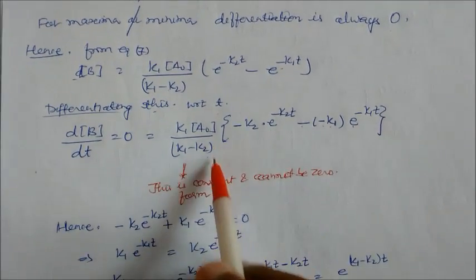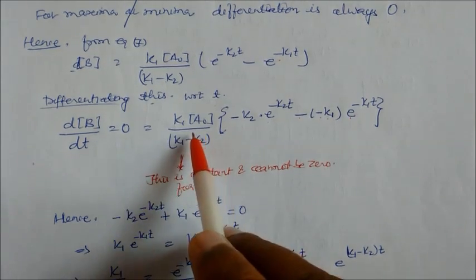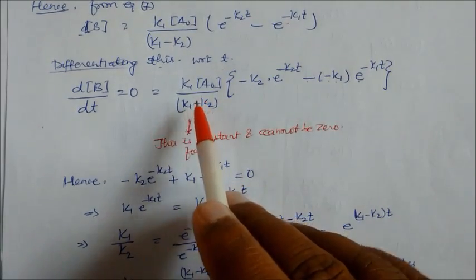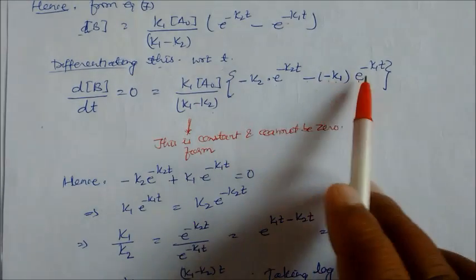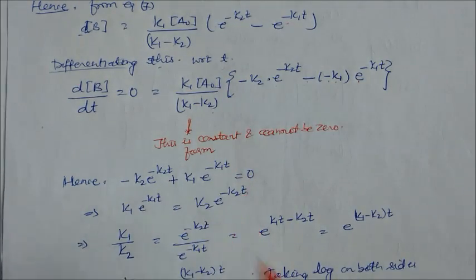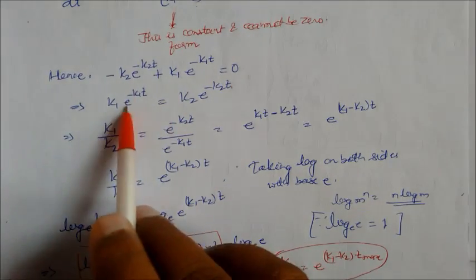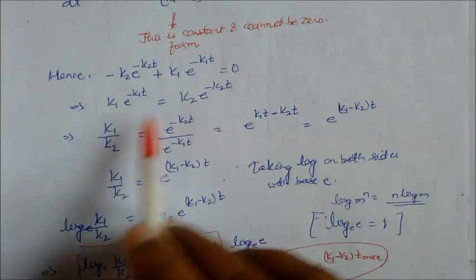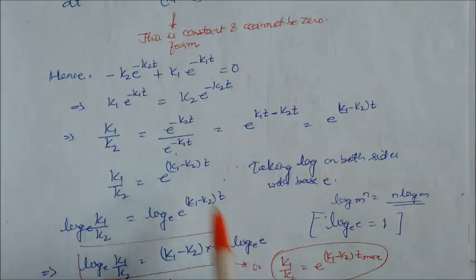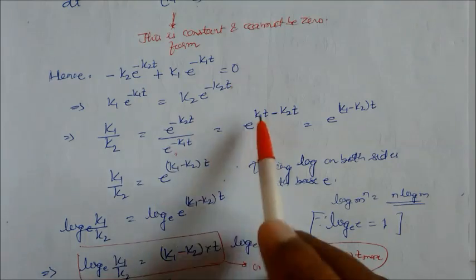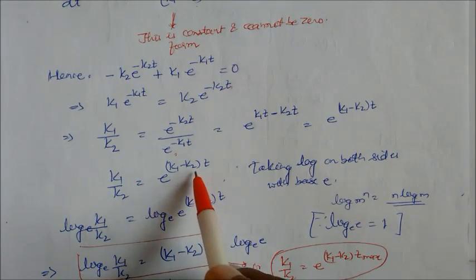So this is a constant value, and we cannot make it 0. But this whole value we can make it 0. So the whole value will be equal to 0. On solving carefully, you will get this value followed by K1 by K2 divided by e to the power minus K2 into t by this value. On taking it out, you will get this equation. So K1 by K2 will be equal to e to the power K1 minus K2 into t.